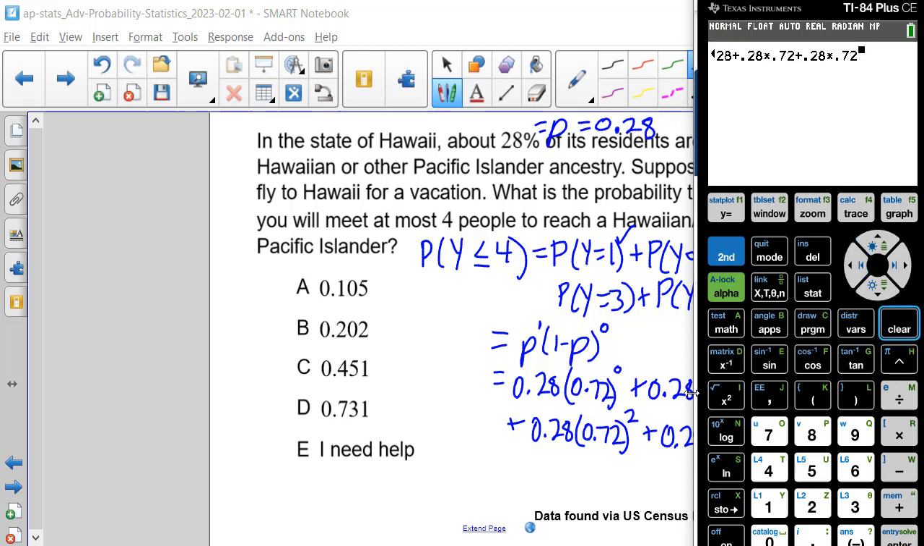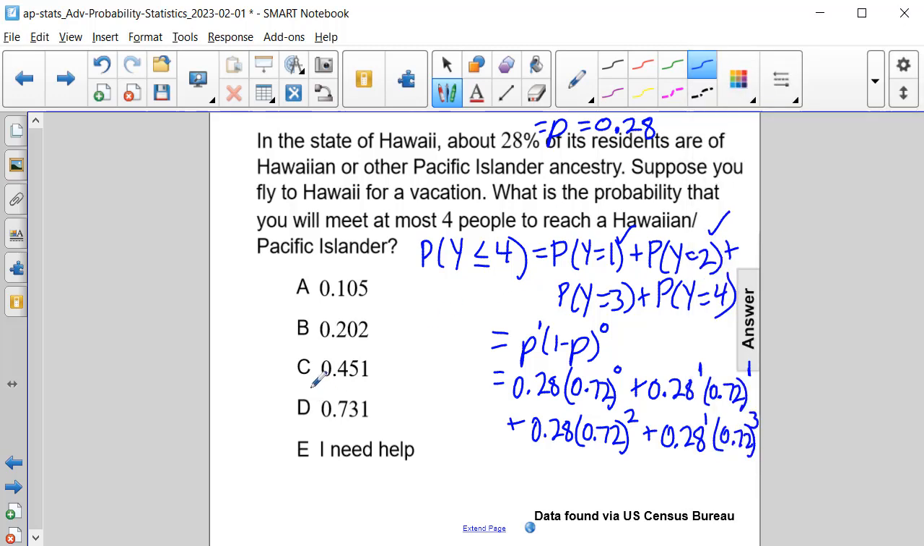Okay, so this was to the second. Now I got to exit out of the exponent before I put the rest of it in there. 0.28 times 0.72 raised to the third. Okay, and when we evaluate this, we do get 731 thousandths, or answer choice D.